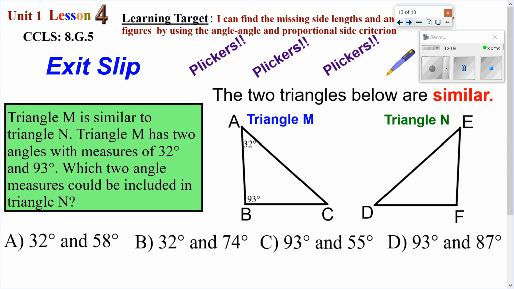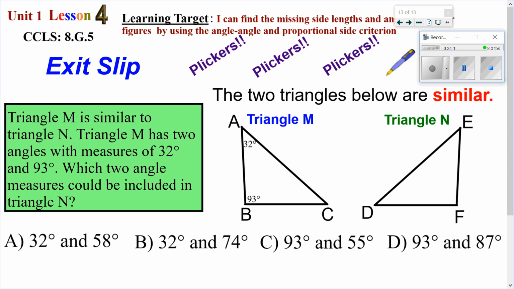Okay, let's do our exit slip. I'm going to pause and give you a few minutes to do it. All right, we're back. Triangle M is similar to triangle N. Triangle M has two angles with measures of 32 degrees and 93 degrees. Which two angle measures could be included in triangle N?